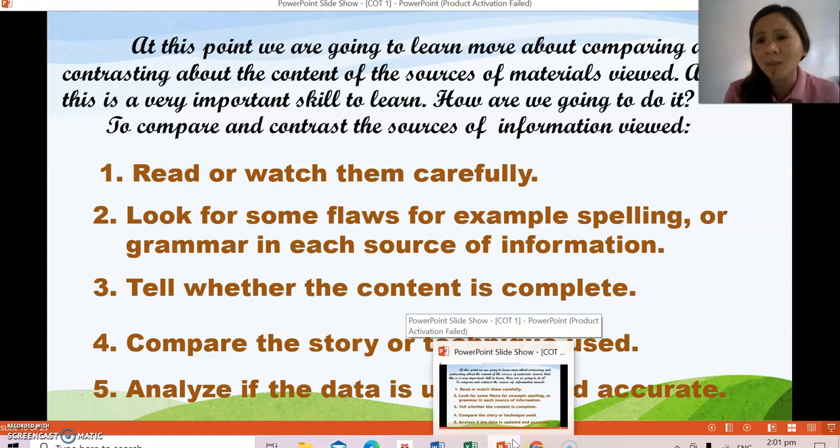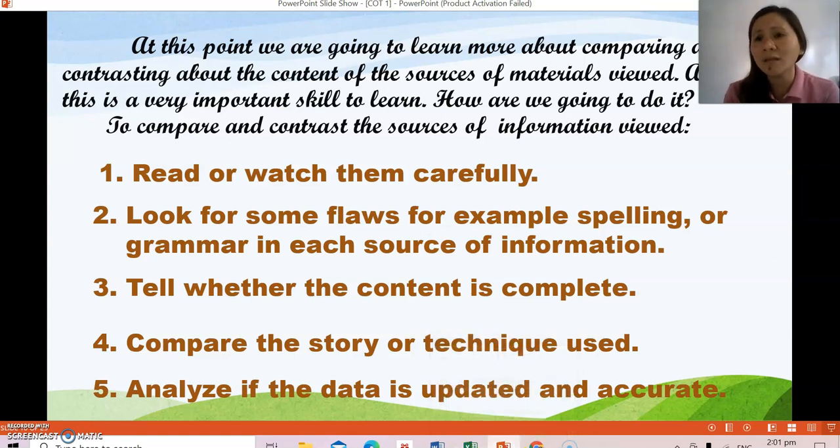For example, you're comparing two pieces of information. One was published in 2020, but the other one is 2021. So which are you going to prefer? Of course, the updated one, the 2021.